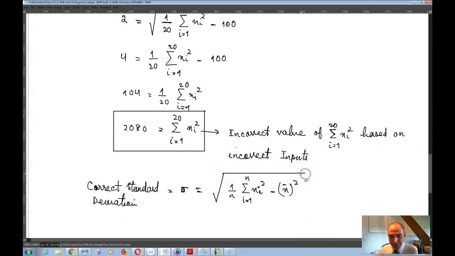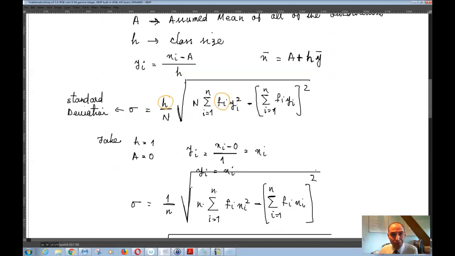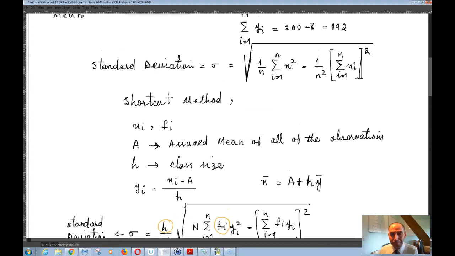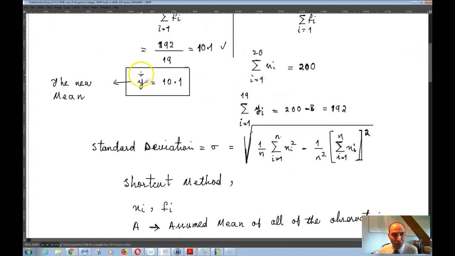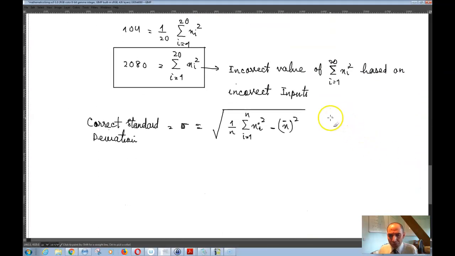Now the only thing that I need in this formula is the value of x bar that I have already calculated somewhere over here, which we basically call the new mean, y bar. So x bar, we can call it 10.1 here. I can use 10.1, the value of x bar, in order to calculate sigma.